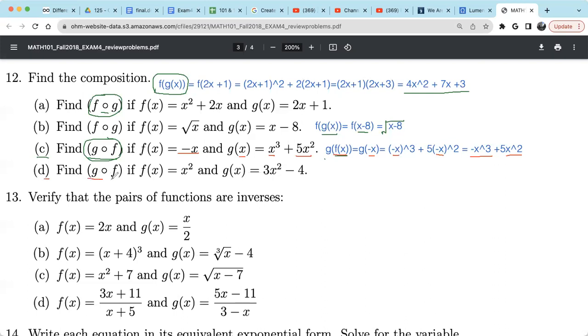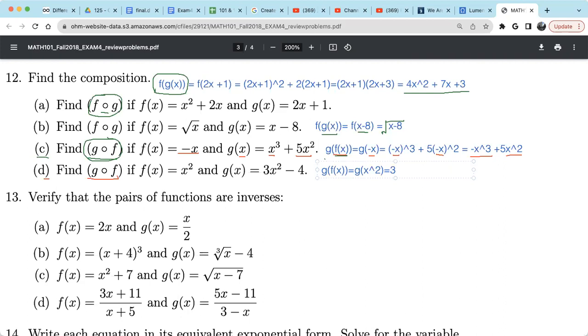D, also we do g composed with f. Again, g composed with f means g takes f as input. How is f defined? F defined as x squared. G takes x squared as input. What does g do to the input? Square the input, multiply by 3.